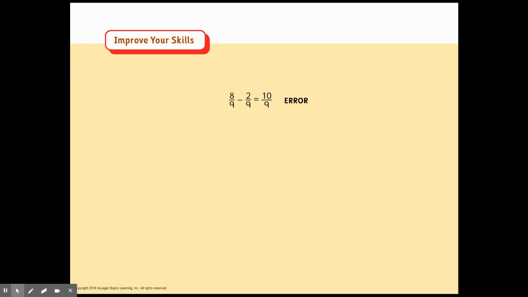Let's look at another problem. Is this answer correct? No. So this student did the right thing by not subtracting the denominators, but it looks like she added the top numbers instead of subtracting. Often students work quickly and don't notice what operation they're performing.